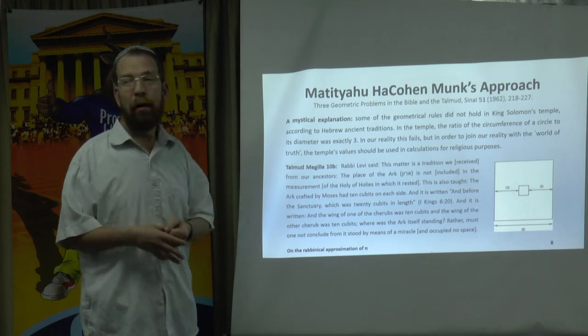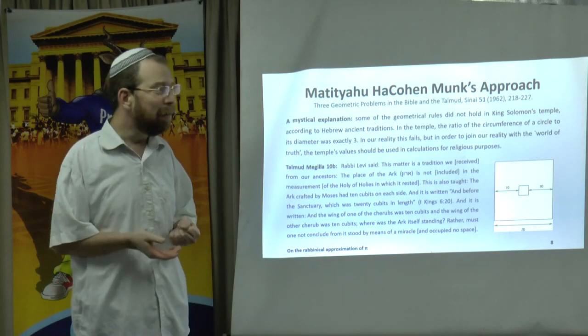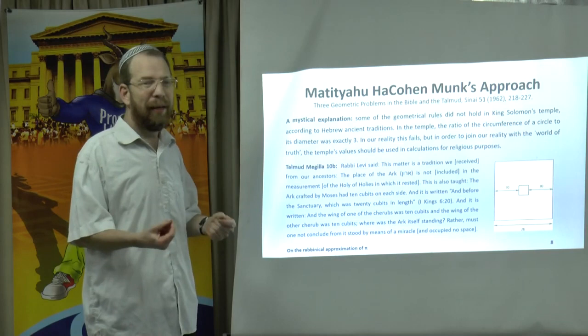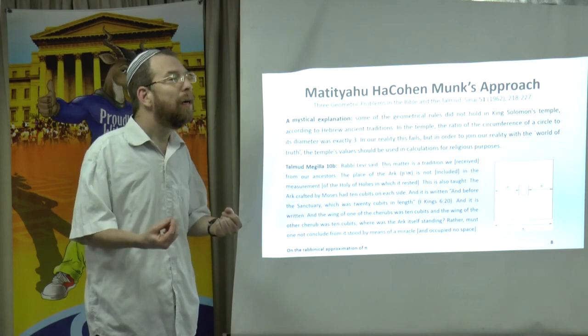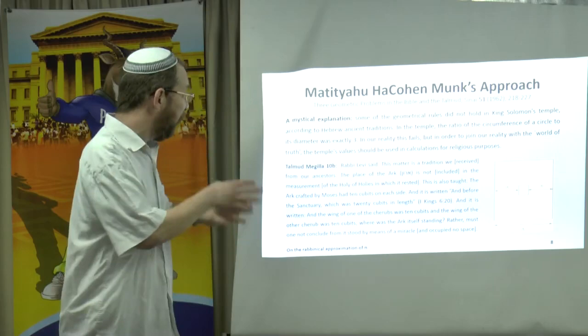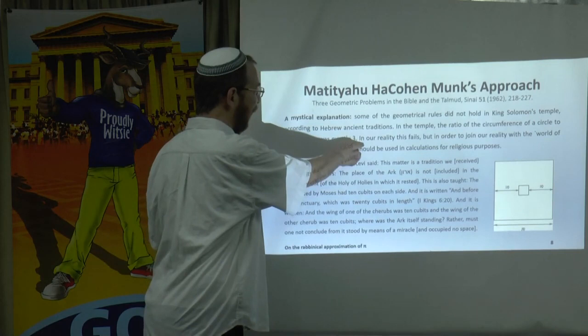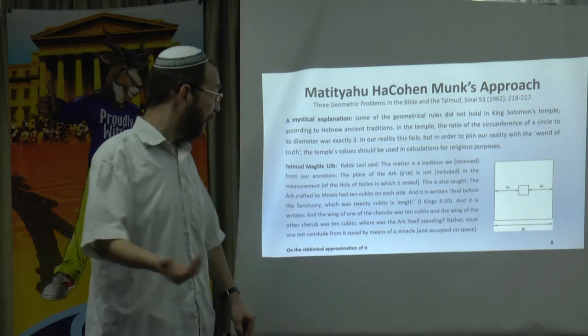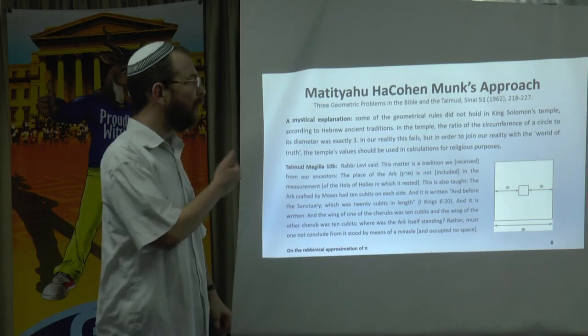something, that the temple was mystic. Means that usually pi is pi, but where you are in a sacred, Kedosh, place, the ratios start to be different. For example, he said that indeed in the temple we have the ratio 3, and this is his idea, that in our reality this fails, but in order to join our reality with the world of truth in the temple, we should use this value when we are calculating things for religious purposes.